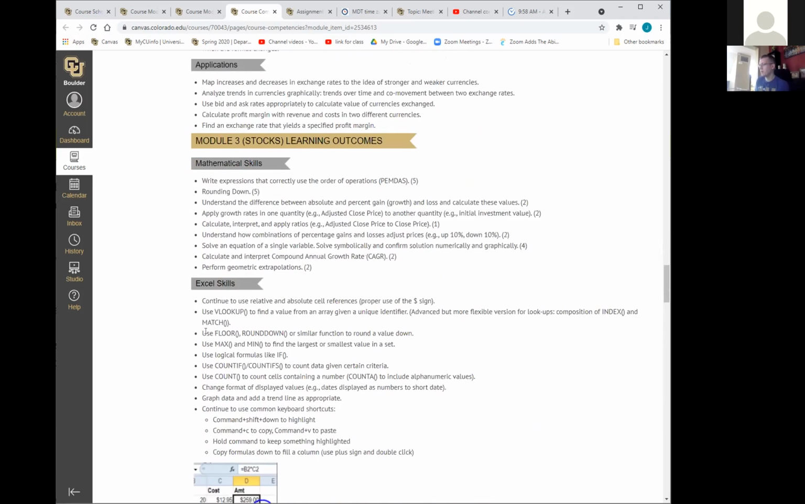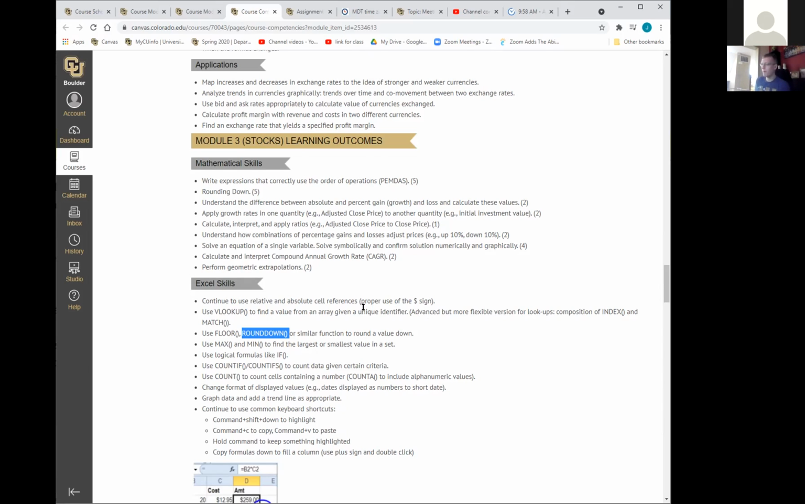Now, I do want to point out this list isn't perfect. It's a little outdated. For example, it says VLOOKUP in module 3, and we used XLOOKUP. So if you're confused about one of these, just ask me. But essentially, if you see something like FLOOR, which I didn't talk about, you can just skip it. We used ROUNDDOWN, which is essentially the same thing as FLOOR.